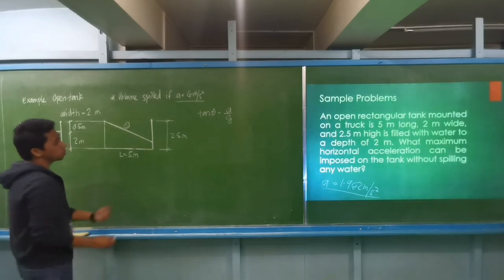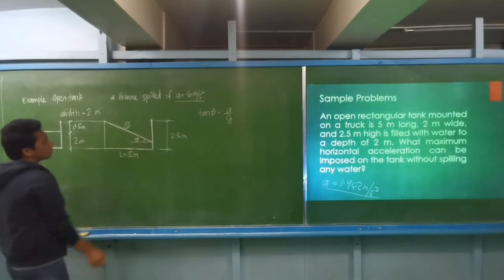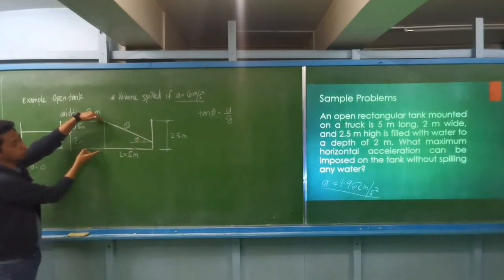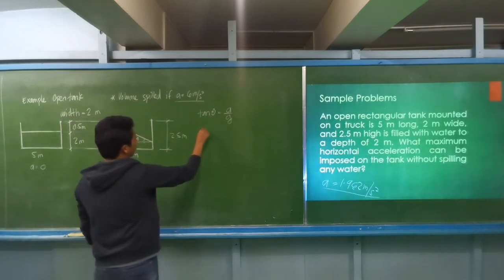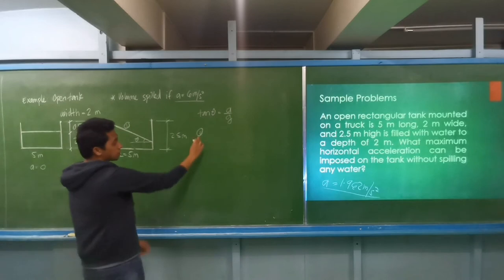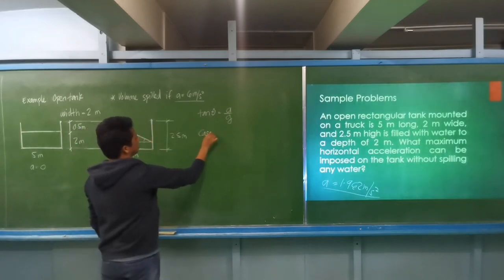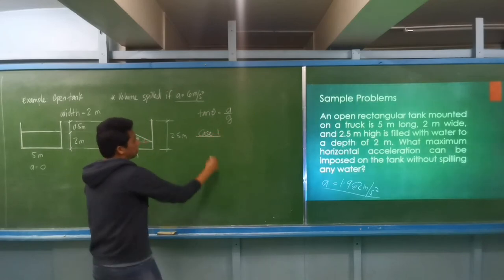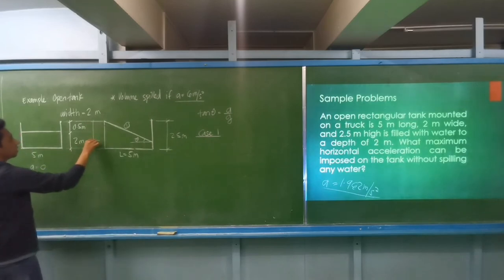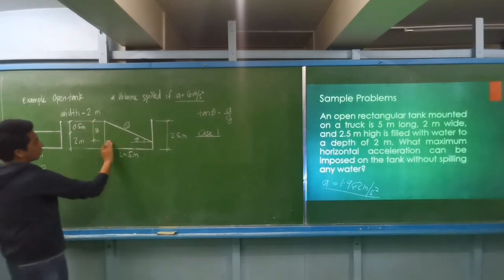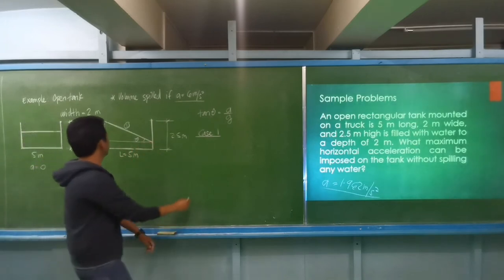So how to check? Okay, so let's say this is theta. Take note the height of the wall is only 2.5. So let us check if we have still water in contact with the front wall. Let's say this is case 1. So we have the tangent of theta is equal to, we are to assume a height, let's say this is y, and the adjacent side will be the length of the tank, that is 5 meters.